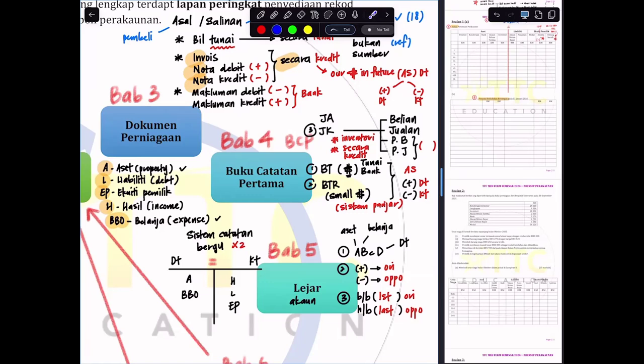Minus, because you will pay less if you are the one to return. If you are the one to sell, customer return back the item to us, you are going to receive lesser money also, right? So pulangan will only referring to minus. That means if you see inventory secara credit, provided that is minus, then you can only consider pulangan. But if inventory secara credit, there's no minus, then you cannot consider pulangan. You can only put into belian and jualan.